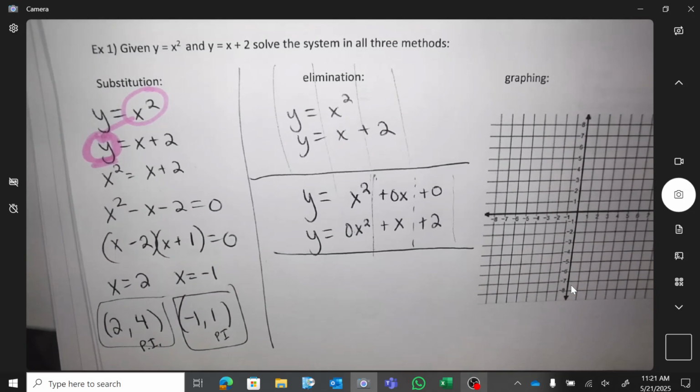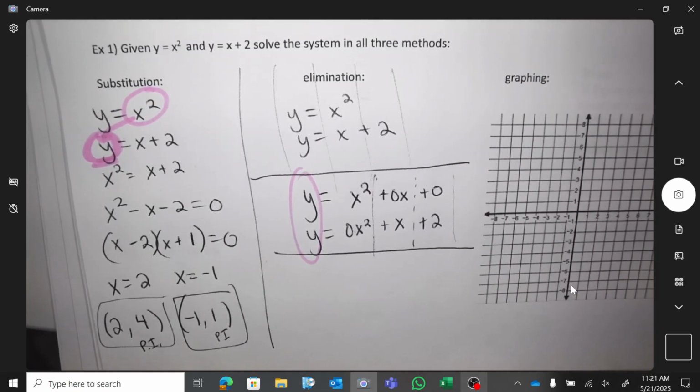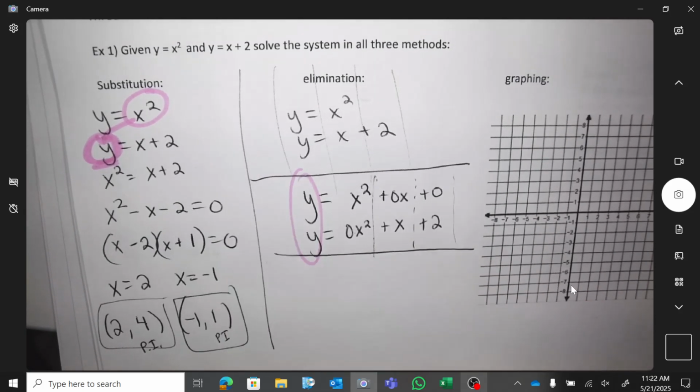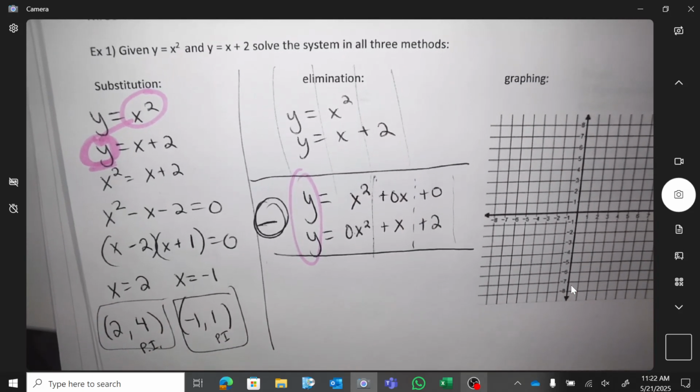Okay, you only have one choice. What's the one thing you could eliminate? You only have one option. What's the thing to get rid of? You can get rid of the y variable. So the question is, should I add or subtract to eliminate? I'm going to subtract.